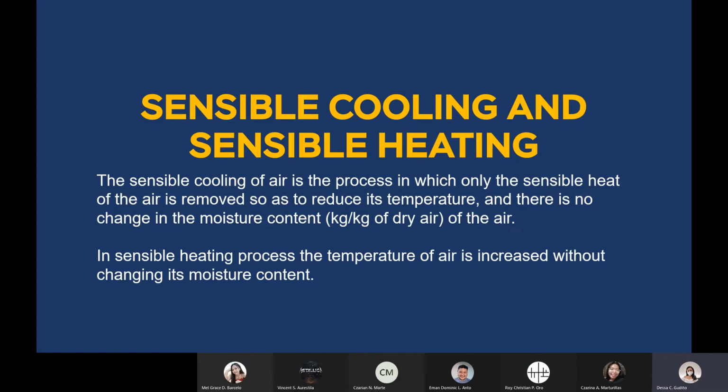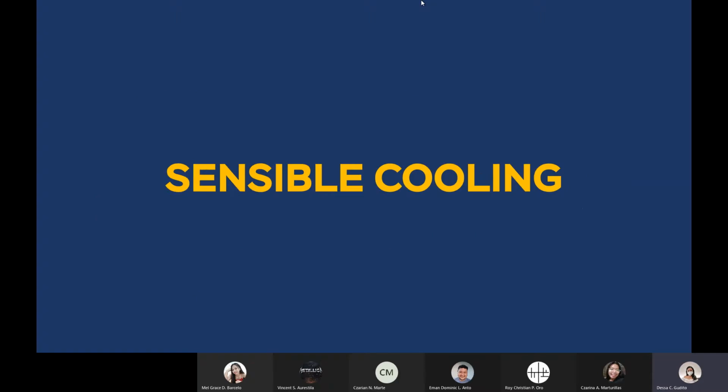Basically, in sensible cooling there is a reduction in temperature from T1 to T2, and the moisture content is constant, meaning W1 and W2 are equal. For sensible heating, on the other hand, the temperature of air is increased without changing its moisture content. I think this is one of the most basic psychrometric processes. So let's start with sensible cooling.